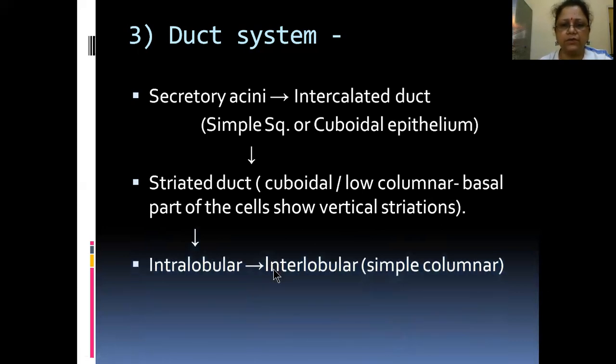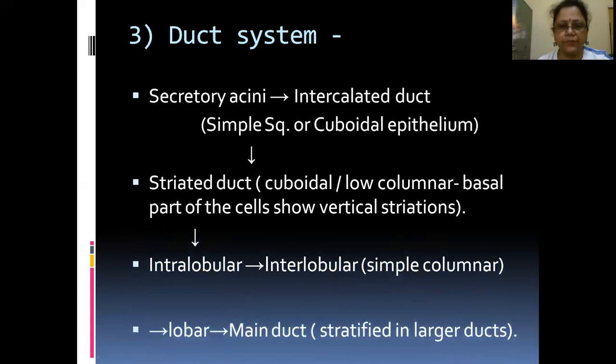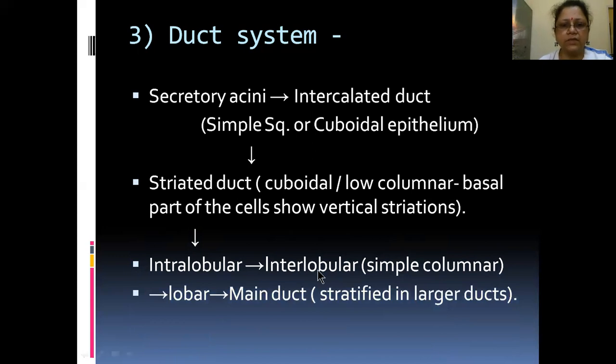Now from the striated duct, it will go to intralobular, that means within the lobule. Then from the intralobular, it will go to interlobular, that means in between the lobules. Now the type of cell has changed into simple columnar. That means the height of the cell has increased. You notice that. So from interlobular, it became lobar. Then lobar ducts from many multiple lobes will ultimately drain into the main duct.